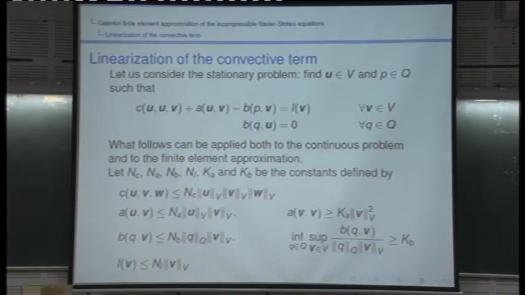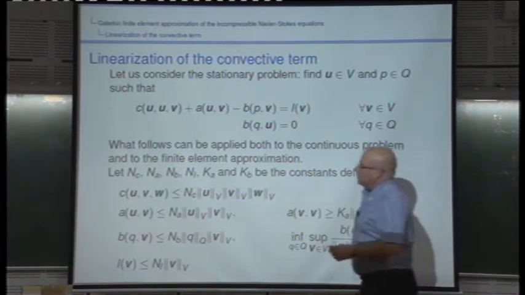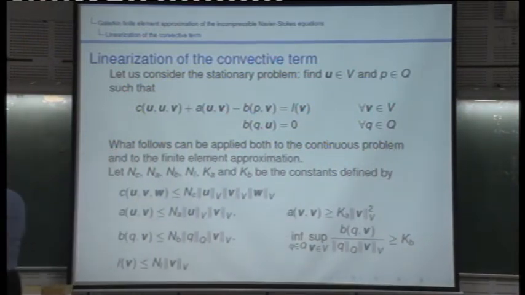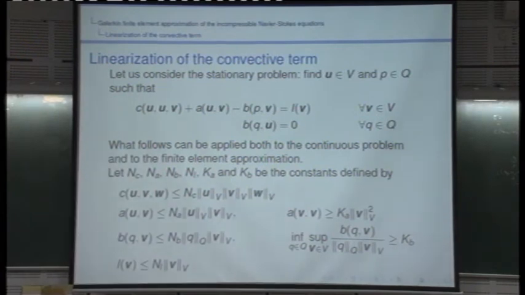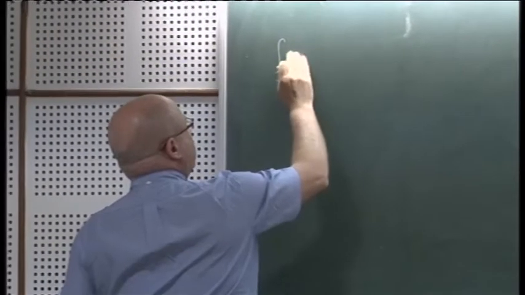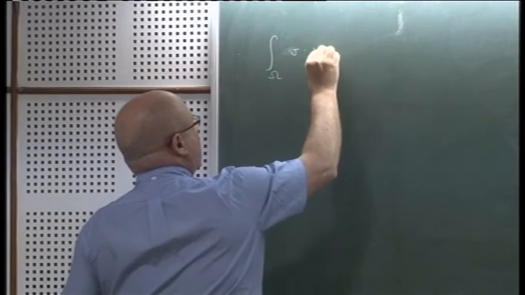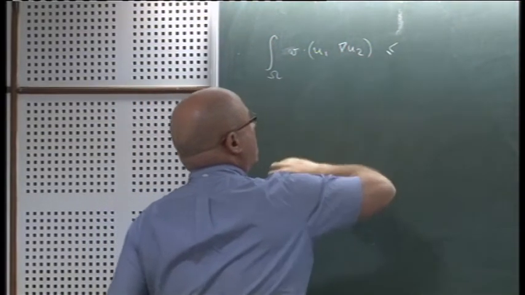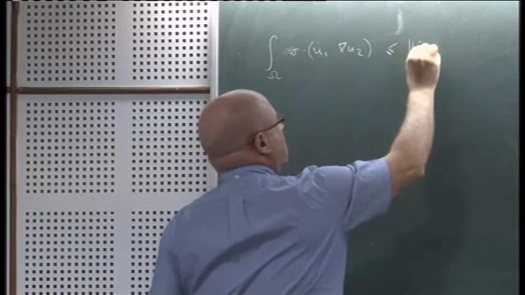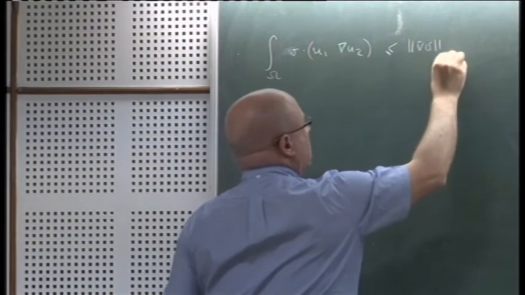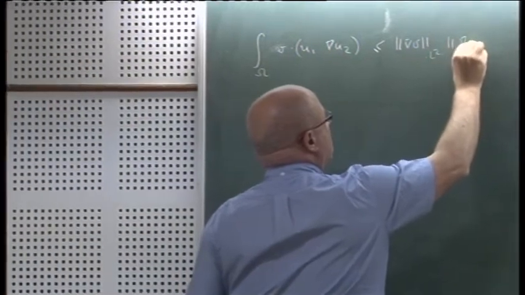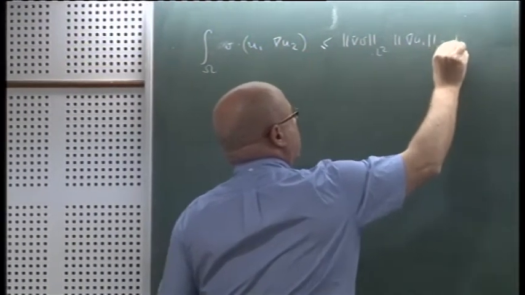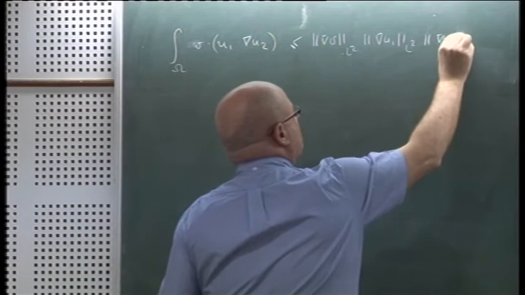Okay. So what does it say? In fact, this is again Sobolev's embedding theorem. It says that the integral over omega of b dot u1 dot gradient of u2 is smaller or equal to the gradient of b in the L2 norm, times the gradient of u1 in the L2 norm, times the gradient of u2 in the L2 norm.